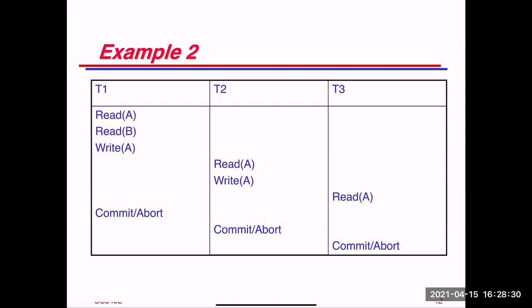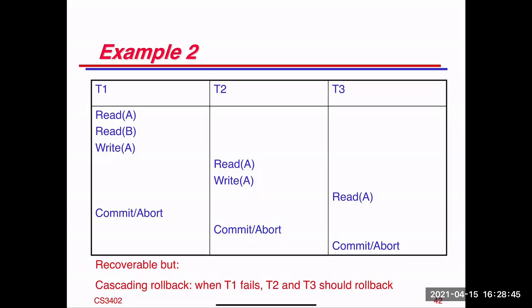Okay, and most of you think that T2 and T3 need to be rolled back if T1 aborts, and that is true, in fact. So this is a recoverable schedule, and you can see an example here of cascading rollback, right? Now you can see also why this is called cascading rollback, because it looks like a cascade. So if we have an abort here in T1, then also T2 and T3 need to be rolled back, okay?